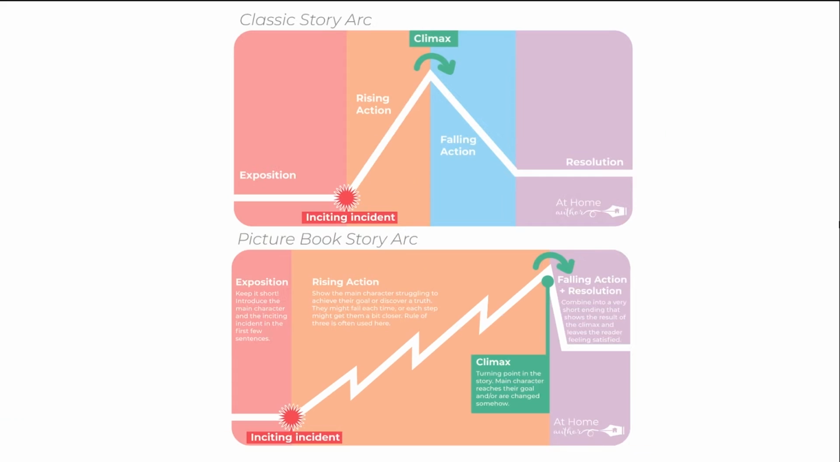So, taking a look at these side by side, just to review one more time, our exposition is significantly shorter in a picture book story arc. Our inciting incident has to happen more quickly. The climax is still going to happen. It's just going to happen way later because we want to keep the focus on the rising action. Those young readers have to be continually engaged in wondering what's next, and that's rising action. And then the falling action and resolution are going to happen much more quickly than in a traditional story arc.